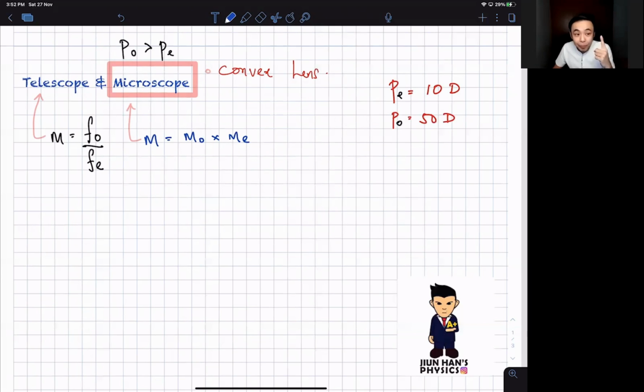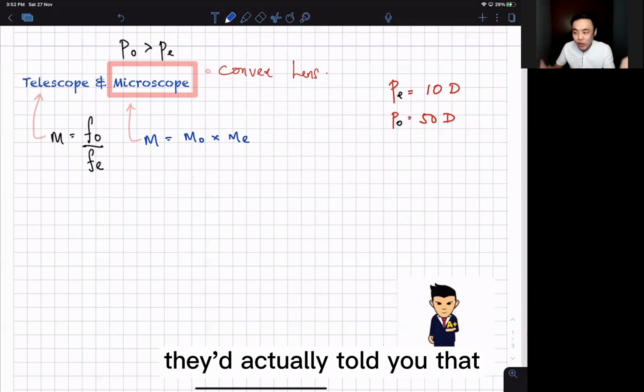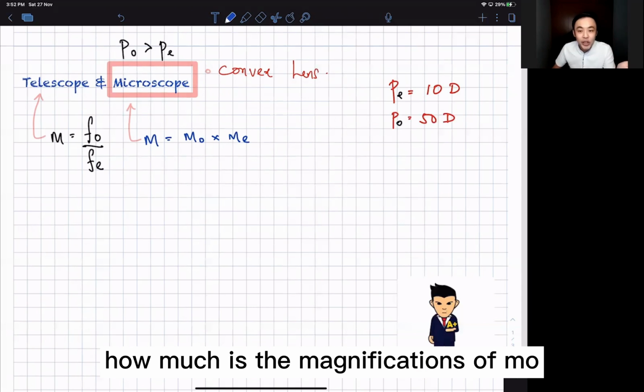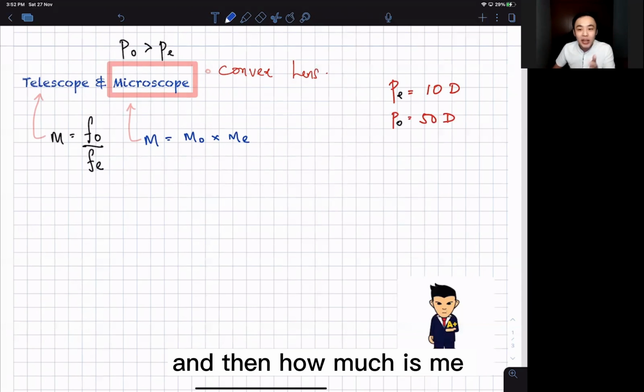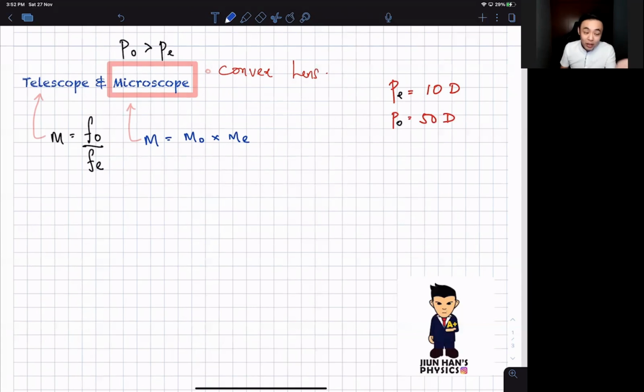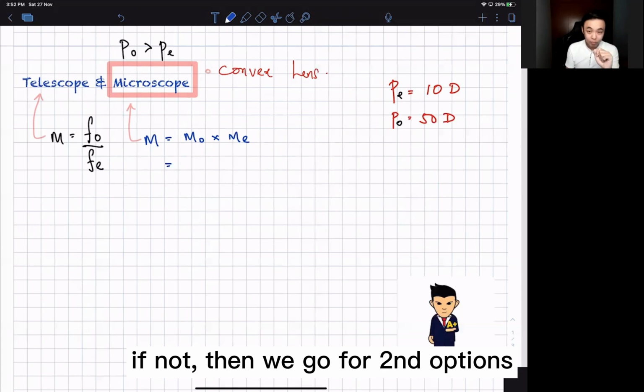Now that's the first thing. If the question tells you how much the magnification of MO is and how much ME is, then your life is simple. If not, then we go for the second option.